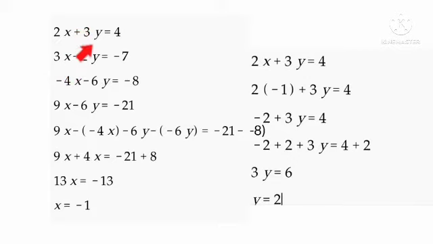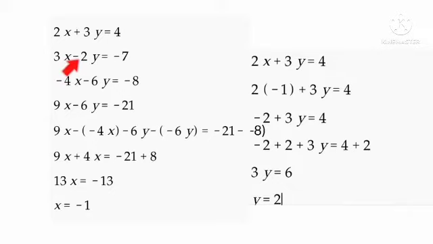Multiplication is commutative. That means 3 times 2 will give you 6, and 2 times 3 will give you the same 6. So what we need to do is multiply the whole of equation 2 by the coefficient of y. If we want to eliminate y, we have to multiply the whole of equation 2 by the coefficient of y in equation 1, and then multiply the whole of equation 1 by the coefficient of y in equation 2.